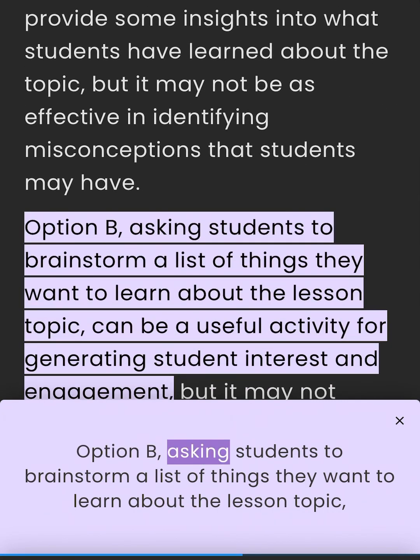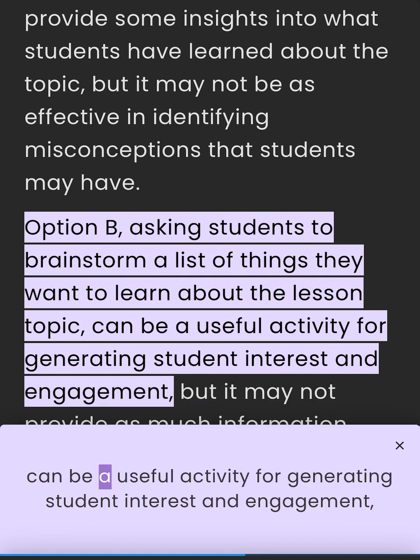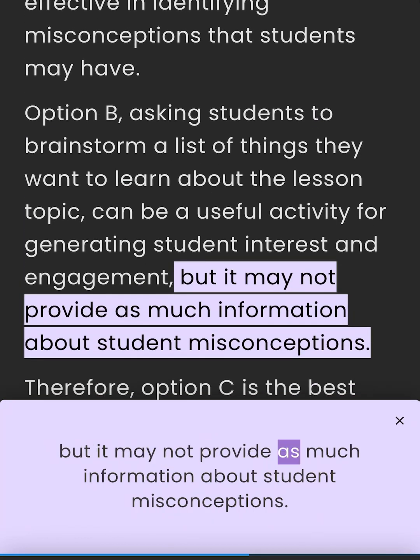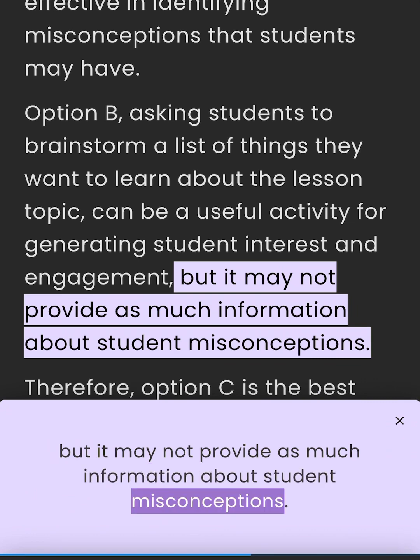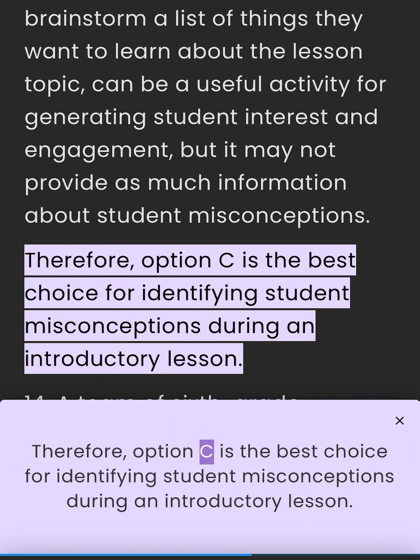Option B. Asking students to brainstorm a list of things they want to learn about the lesson topic can be a useful activity for generating student interest and engagement, but it may not provide as much information about student misconceptions. Therefore, option C is the best choice for identifying student misconceptions during an introductory lesson.